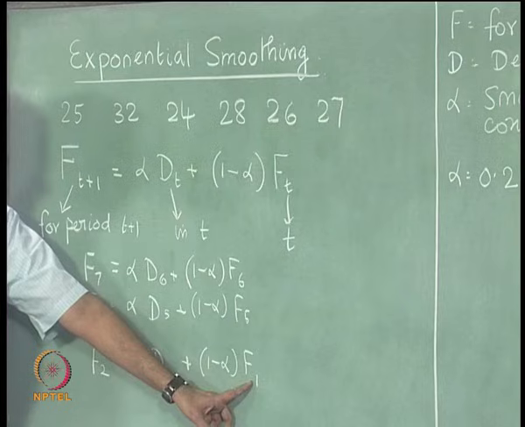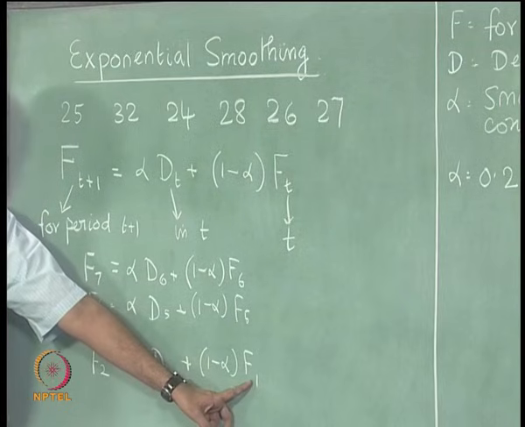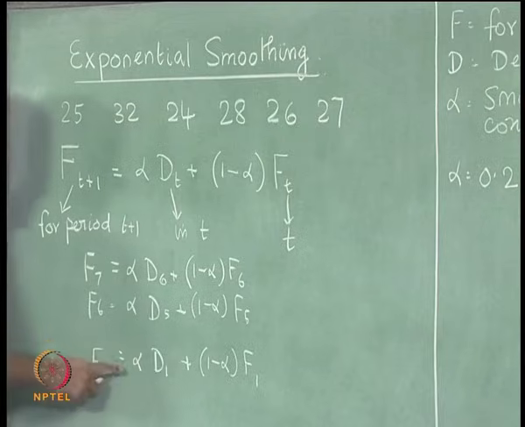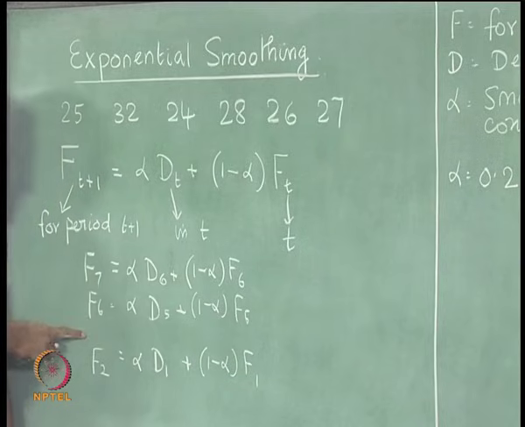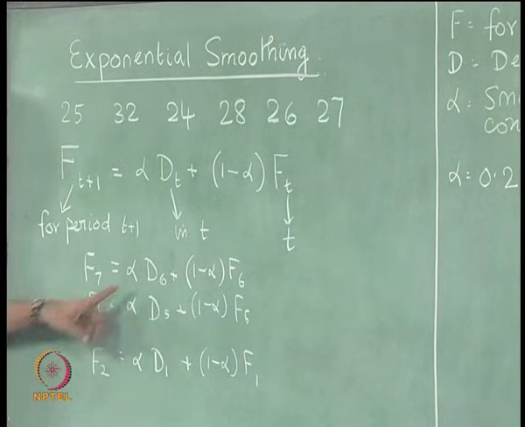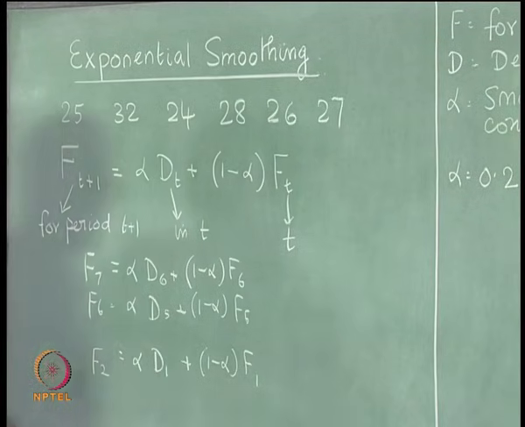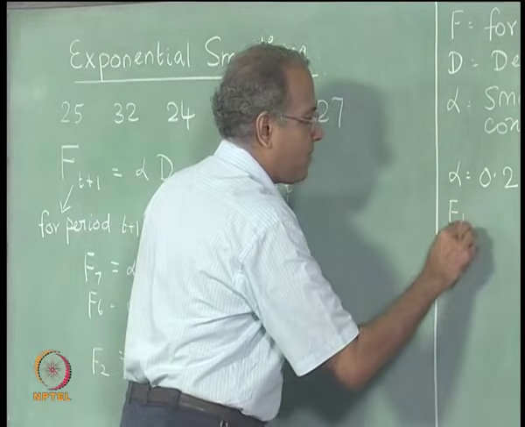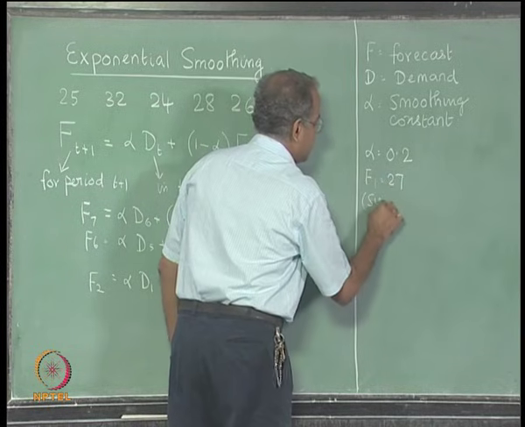If we know F1, or if we assume a value for F1, then we can use this to compute F2, and then we can substitute F2 somewhere here and find F3. Similarly, use F3 to find F4, F4 to find F5, and once F5 is known you can find F6, and once F6 is known we can find F7. So let us simply do these calculations first, get the value of F7, and then try to explain a few things. So let us assume that F1 is 27, which is the simple average.